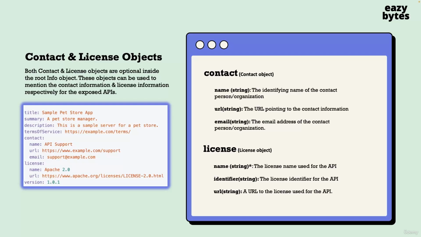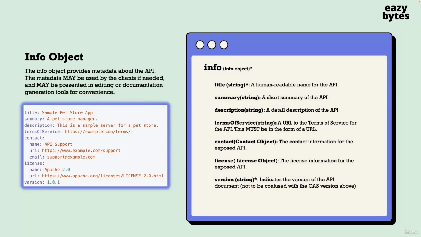So with this, I hope you are very clear about the info object. Under the info object, we can define various details along with the contact and licensing details. In the next lecture, let's put all this knowledge to use by defining all these fields and objects inside the OpenAPI specification document.